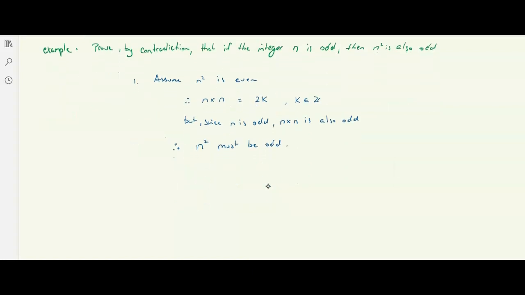Let's have a look at another one. This is a more classic example. Example 2. Prove, I'm not going to say by contradiction because in this case there is really no other method. Prove that the square root of 2 is irrational.